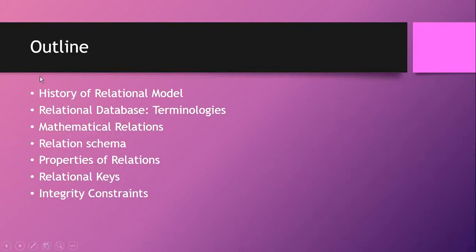The outline of today's lecture is: we will discuss the history of the relational model, then we will learn about the different terminologies related to relational databases, then we will revise the concepts of mathematical relations and how we derive database relations from mathematical relations. Then we will learn about relation schema, different properties of relations, and then relational keys and integrity constraints. So let's start.